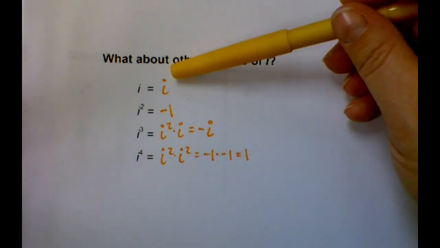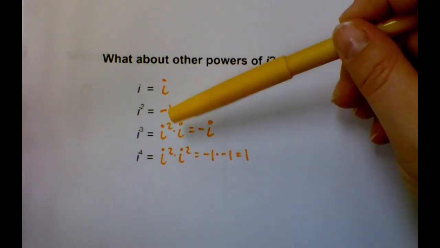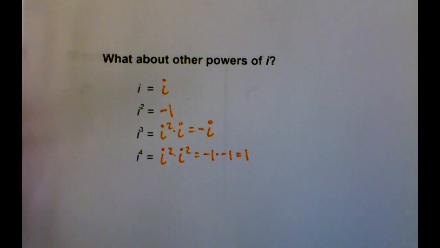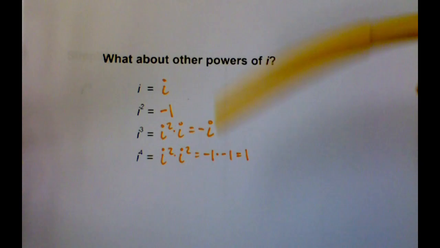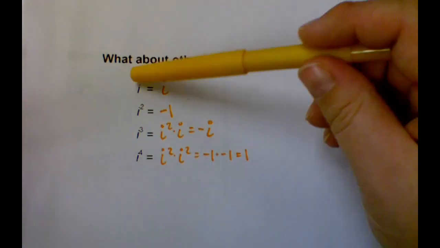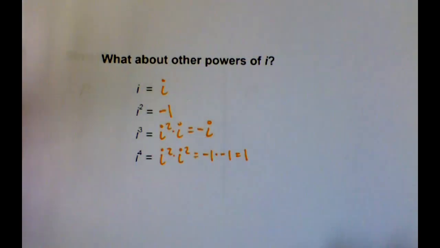i to the 6th power is i to the 4th times i to the 2nd, which is negative 1. i to the 7th power, 8th power, it's just going to keep going on a rotating basis. I can count out what power I'm going to be at. So 1, 2, 3, 4, then it repeats: 5, 6, 7, 8, 9, 10, 11, 12, 13, 14, 15, 16, on and on forever.